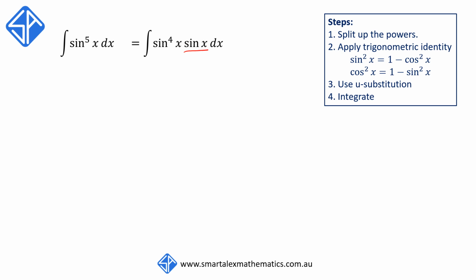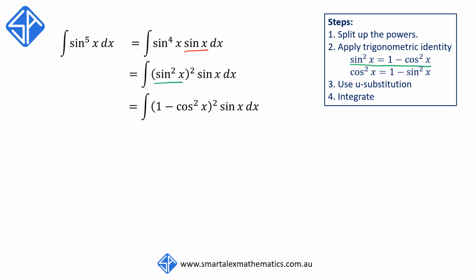Our next step now is to express sine x to the 4 in terms of cos x. There's a little trick here. First, we're going to need to write sine x to the 4 as sine squared x all squared. And what this allows us to do is to use the trig identity. Sine squared x is equal to 1 minus cos squared x, so that our integral becomes 1 minus cos squared x all squared times sine x dx.